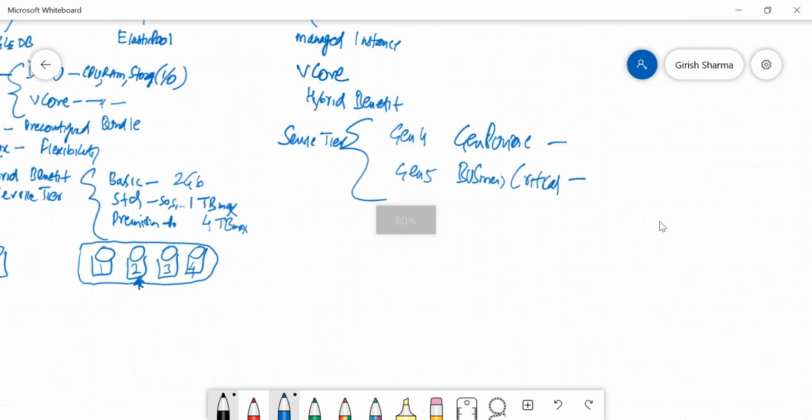So general purpose, this has a Intel Haswell processor E5. The business critical, they have Intel Broadwell with hyperthreading.